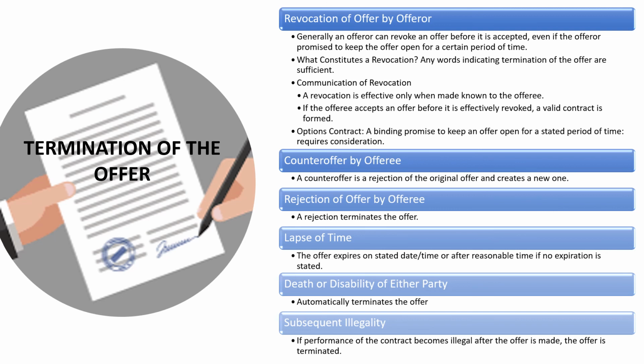The offeror revokes the offer. The offeror set a time limit for the offer, and so if you don't respond within that time, it's lapsed. Or an unfortunate death or disability of either party could terminate the offer. Or the offer has terms that we later discover are illegal. The offer would terminate. But counteroffer and rejection are ways to terminate the offer that are initiated by the offeree. So let's look at them.